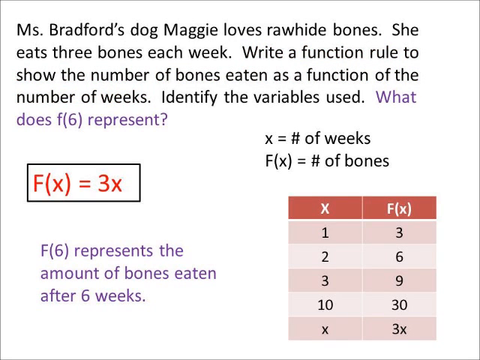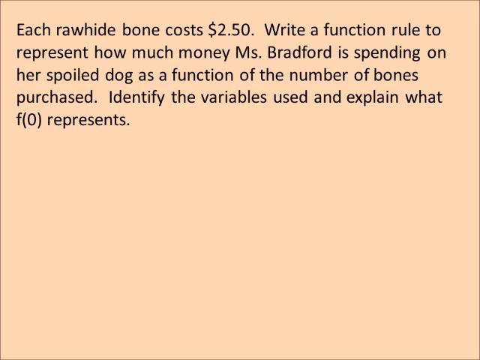Now we still have one part of our problem that we need to do. It was asking for what f of 6 represents. Well, they put 6 in place of the x. And remember, our x stood for the number of weeks. So by replacing x with 6, they're telling us it has been 6 weeks. So f of 6 represents the number of bones Maggie has eaten after 6 weeks.